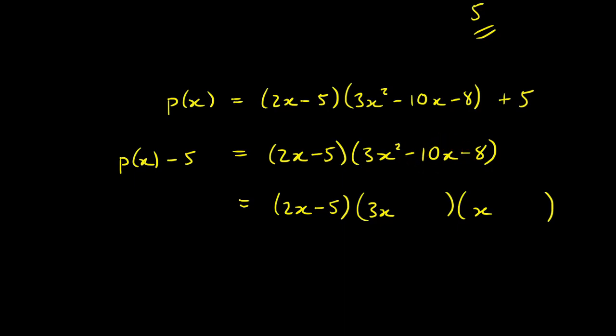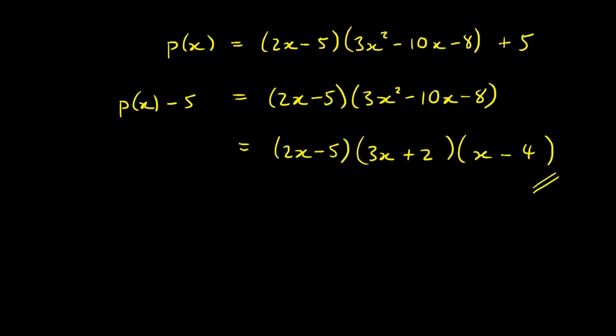If I put a negative 4 here and a positive 2 here, that's going to work out, because positive 2 times negative 4 is negative 8. Then 3x times negative 4 is negative 12x, and this is going to be plus 2x, so negative 12x plus 2x is negative 10x. Okay, so this is p of x minus 5 written as the product of linear factors, right? So we've just done part B.